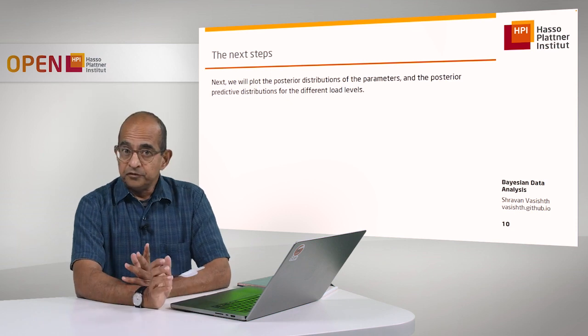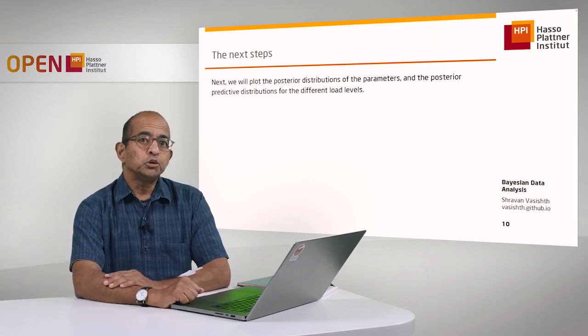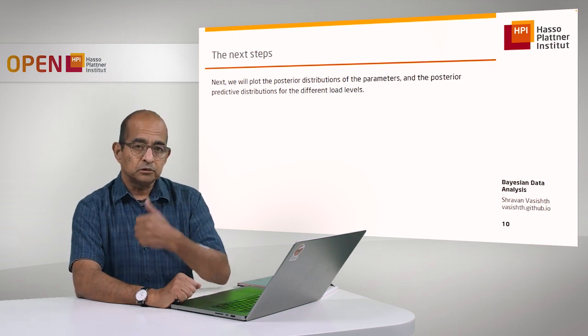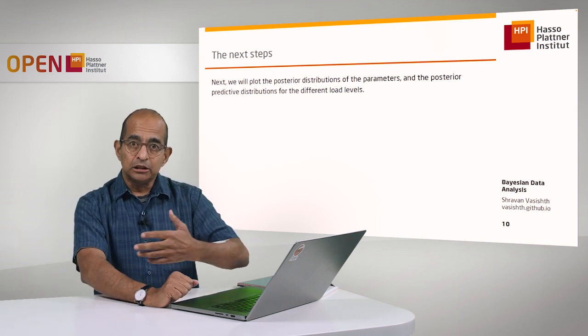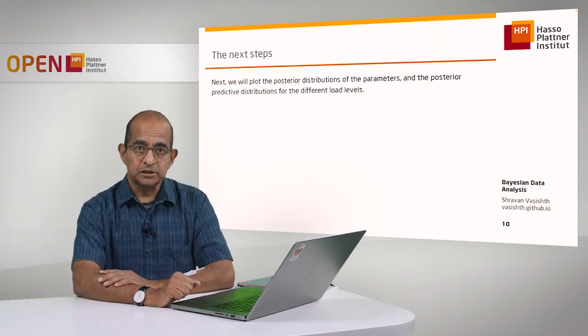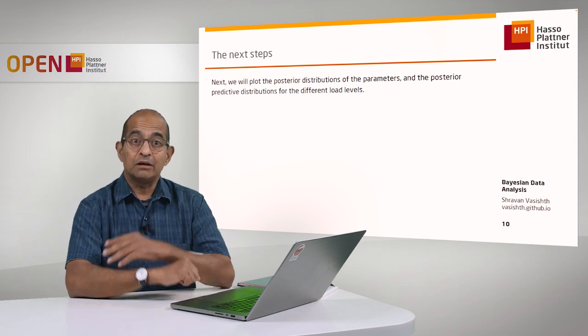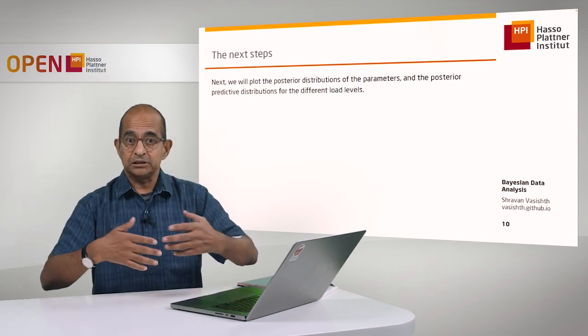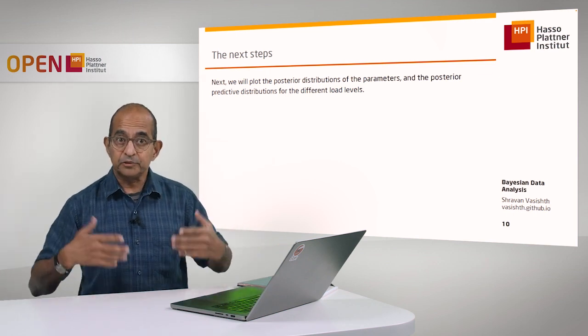Okay, so we have just fit the model, and in the next lecture, I'm going to show you what you can get out of this model. You're going to get the posterior distributions of the 3 parameters, and you can look at the posterior predictive distributions to see what you learn from this model and what the model predicts for future data, which is a very important use of statistical models in general, predicting the future.